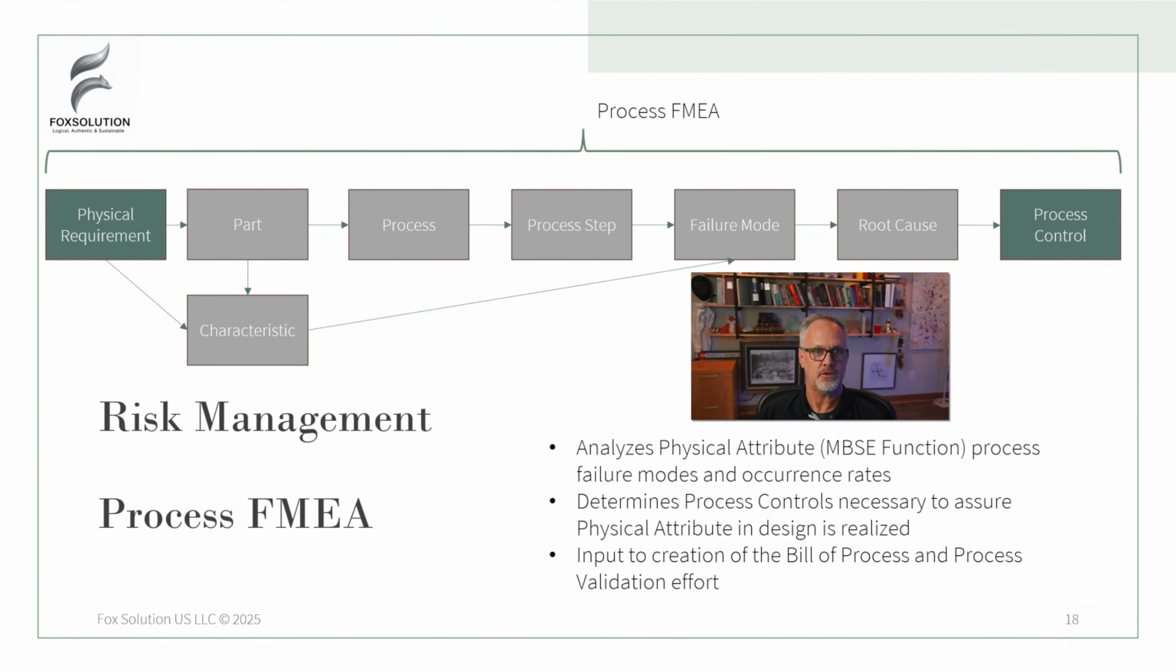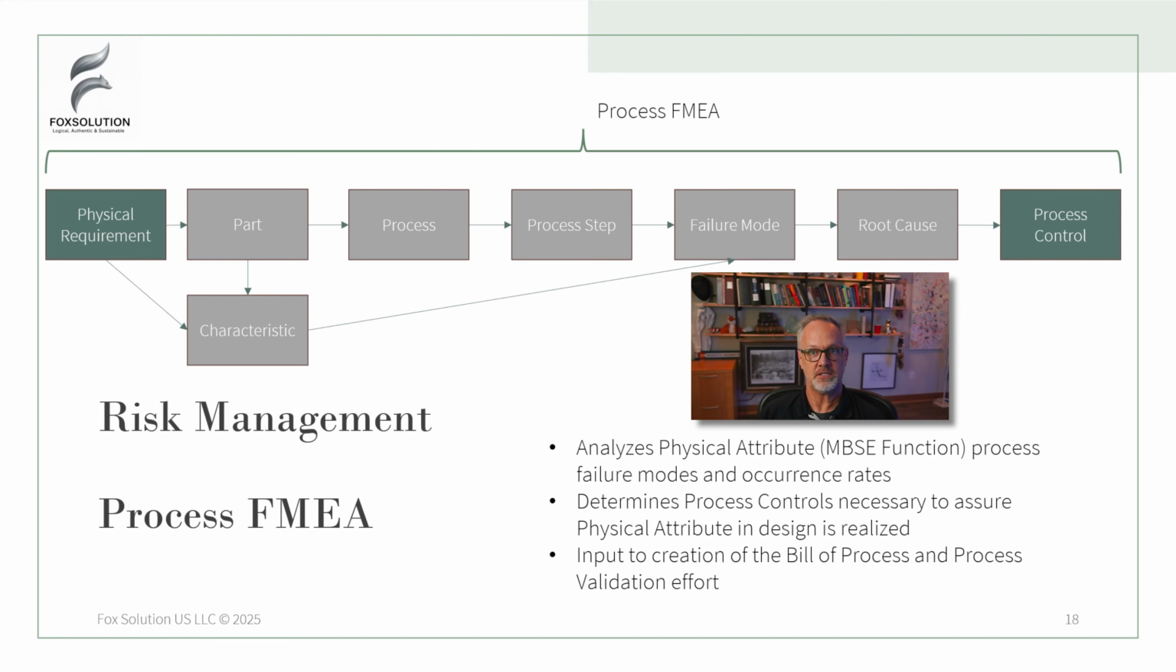So now the traceability is very different. We have a physical requirement that needs to be realized in a part. The part has a characteristic. The part is realized in a process. The process is built from process steps. We're going to analyze the process steps and the characteristics for failure modes. We're going to identify the root causes, and we're going to end up with our process controls. So this is really the process failure mode analysis.